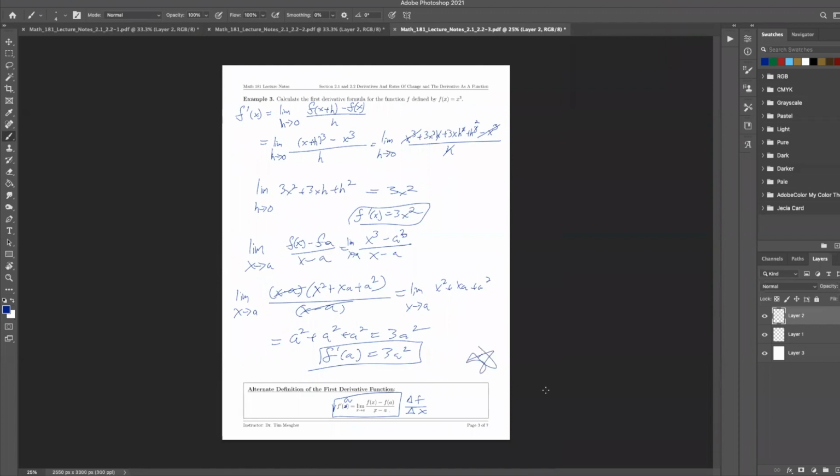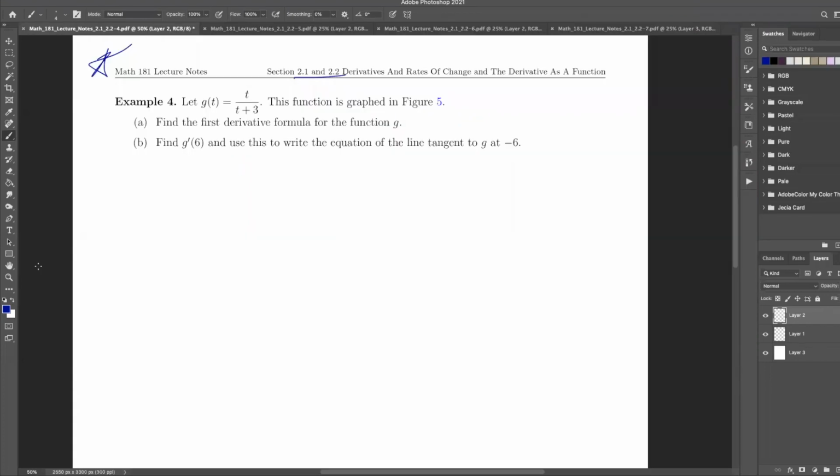Go ahead and cut it right there. Yeah, and then it just all kind of falls out nicely.